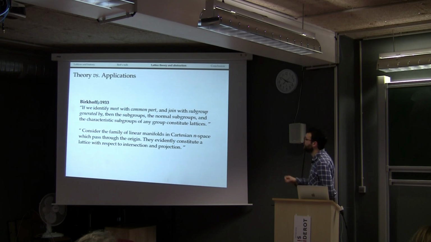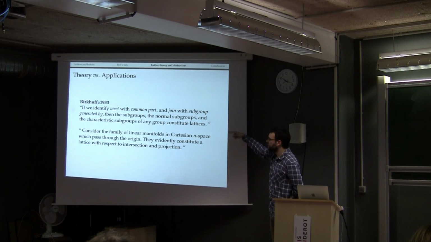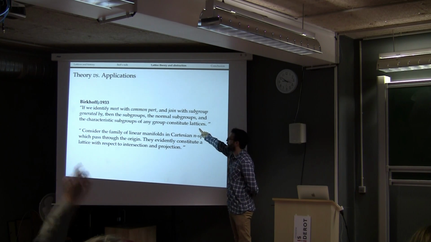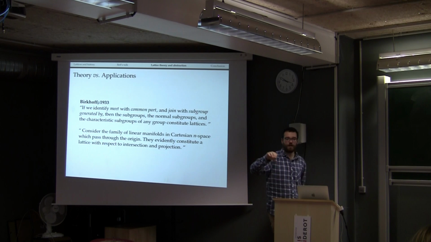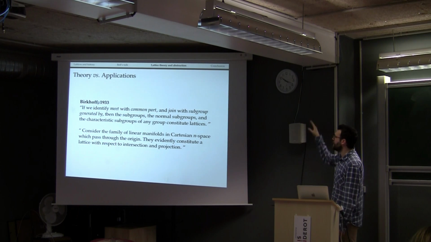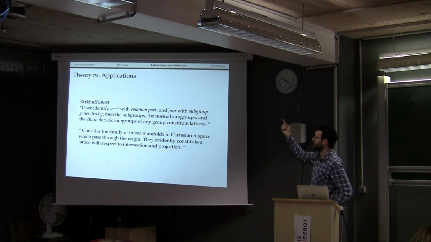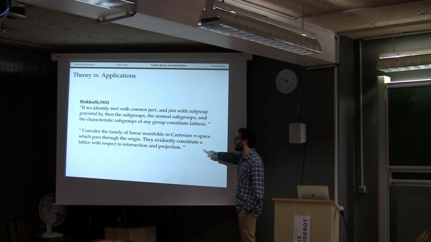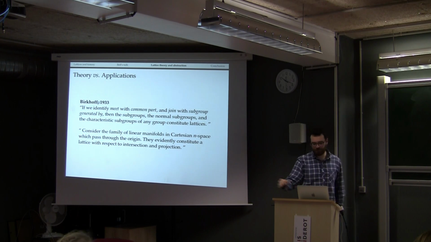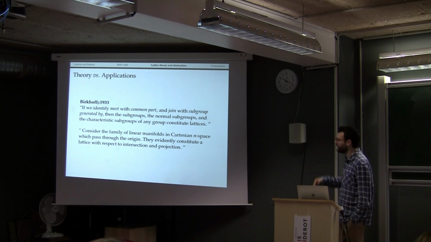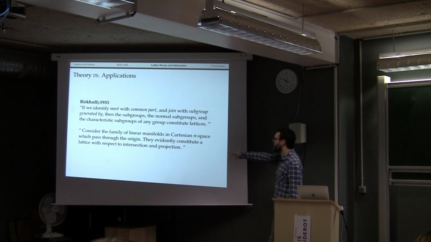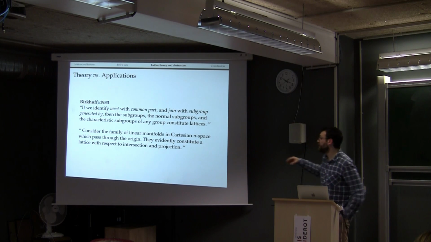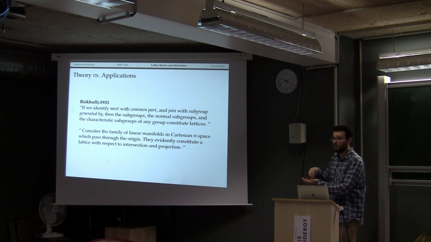I'm starting with the applications. Here are 2 lattices that are defined. This lattice is a lattice of well-defined objects. It is a lattice of subgroups of a group. It is exactly the same with this one. You see, consider the family of linear manifolds in Cartesian n-space, etc. They evidently constitute a lattice. So a lattice here is something constituted by linear manifolds.